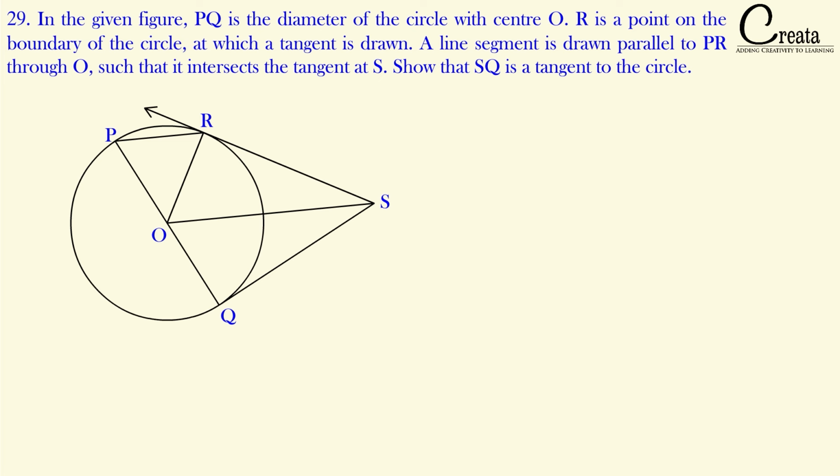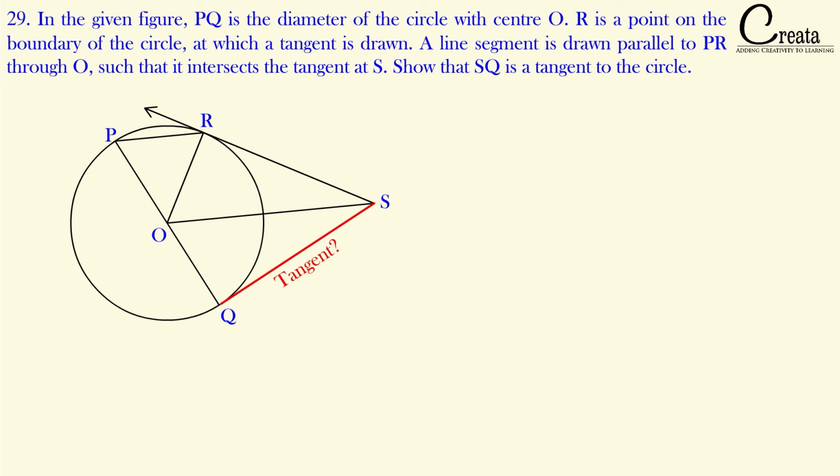So this is the question. Observe the question, pause the video and try to solve this question on your own. So let's approach this question. In this question, a circle is given with the center as O. PQ is given as the diameter of the circle. From the point R, a tangent is given. This is a tangent. Further, it is given that PR and OS are parallel to each other, and we have to show that SQ is a tangent to the circle. This is SQ and we have to show this line segment is a tangent to the circle.